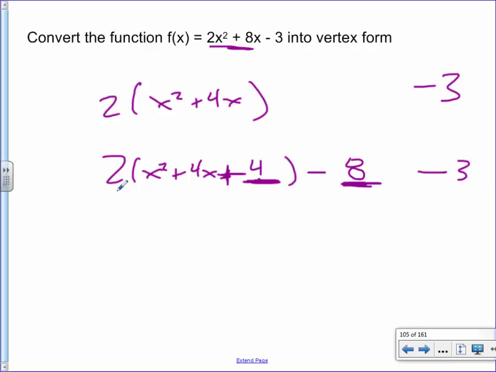If kids screw that up, that's the most common mistake they make, is they just put a plus 4 and a minus 4 right here. So you have minus 11 afterwards, because that's what 8 minus 3 is.